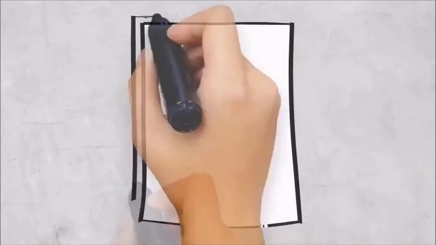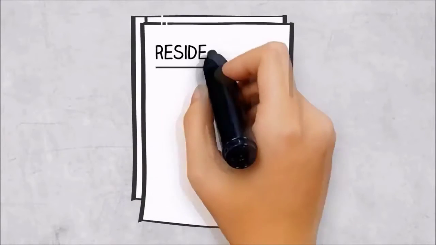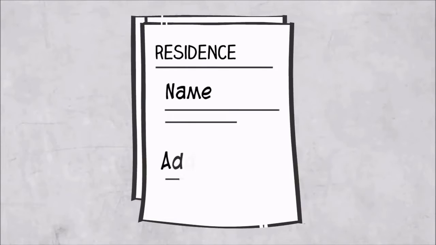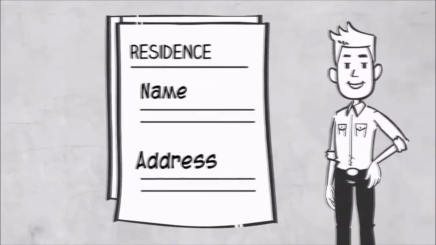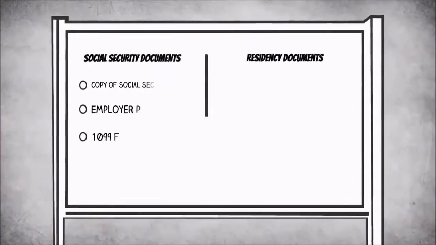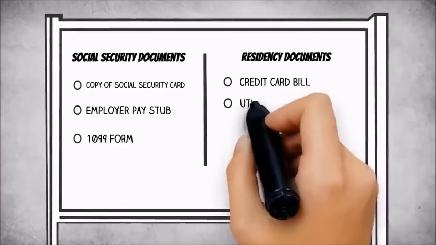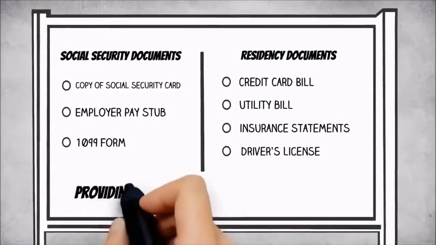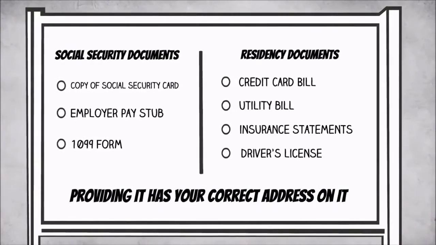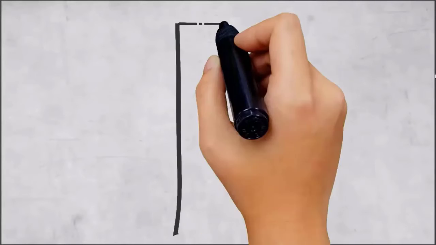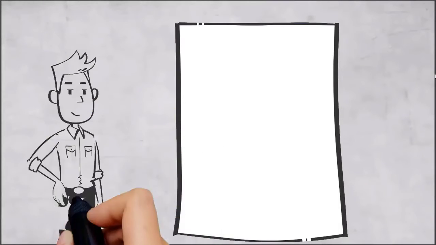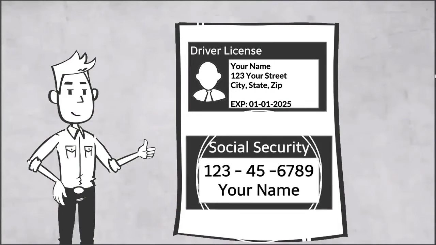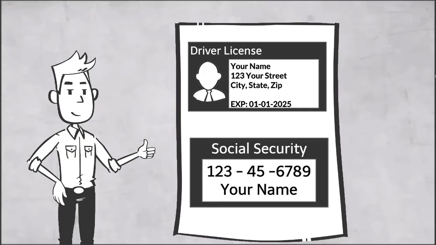In addition to the Social Security document, you will need to provide a proof of residence that reflects the name and address that you used in your application with United Credit. Acceptable address documents are a credit card or utility bill, insurance statements, or a valid driver's license, provided it has the correct address on it. Simply take one document from both categories, put them back onto a blank sheet of paper, and then photocopy, scan, or print a photo of the page, and your ID sheet will be done.